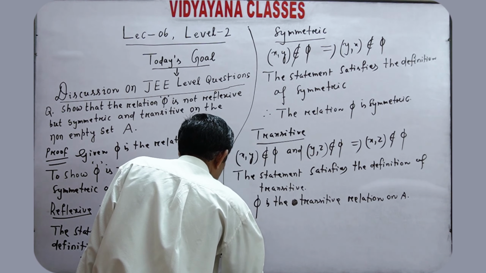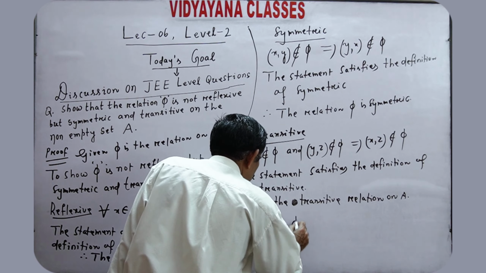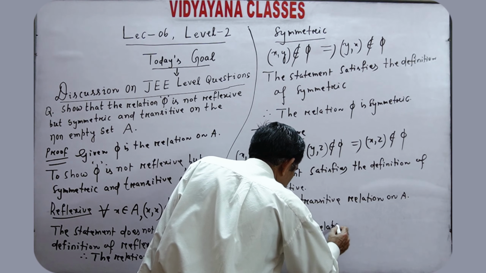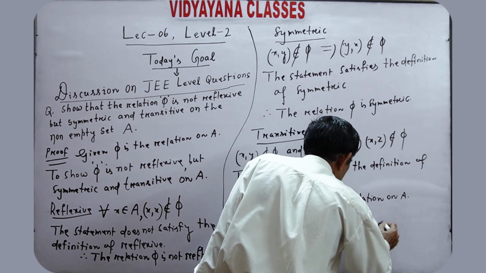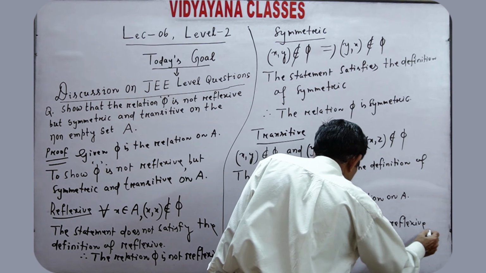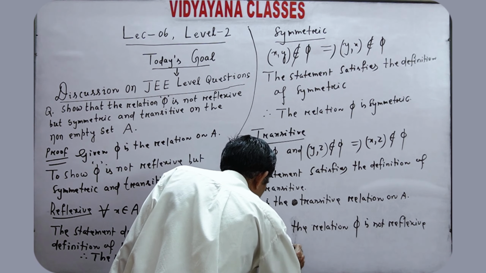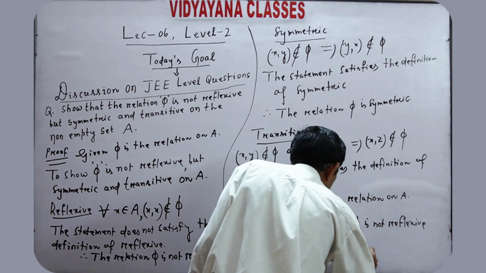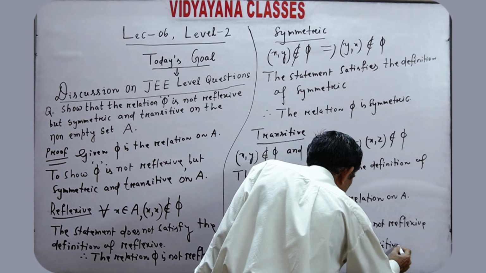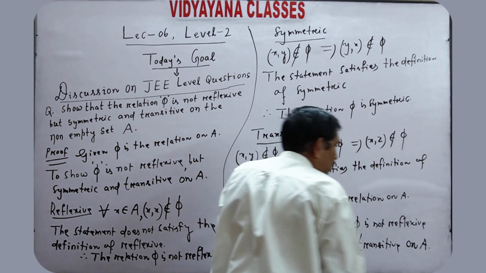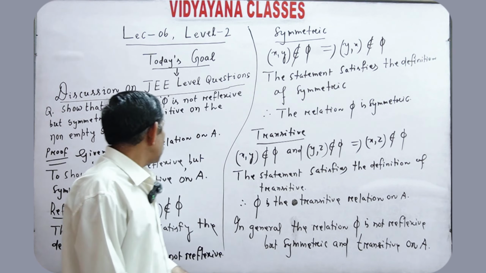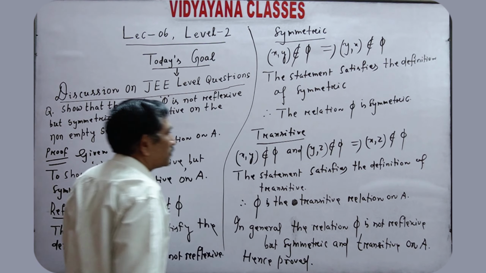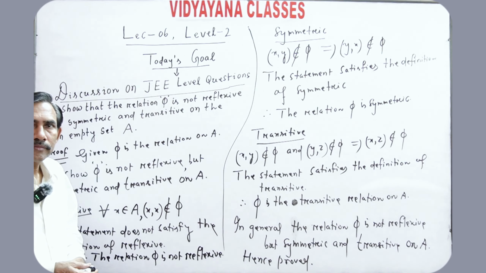In general, the relation phi is not reflexive but symmetric and transitive on A, where A is a non-empty set. Hence the statement is proved. Clear?